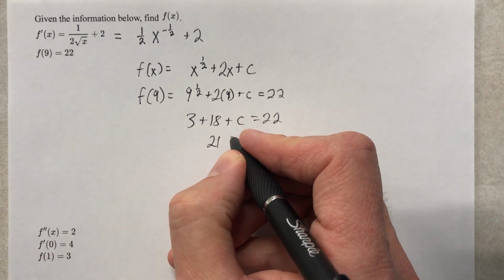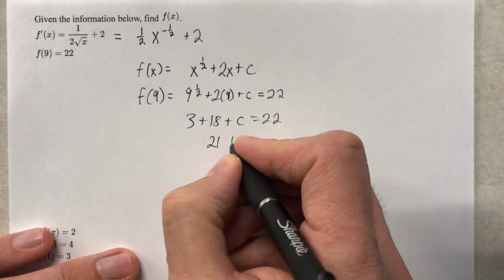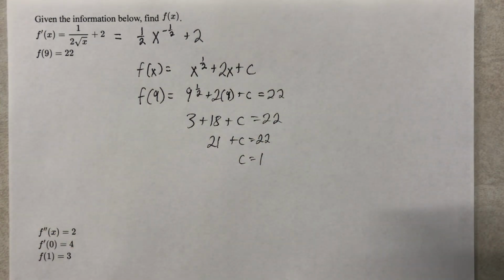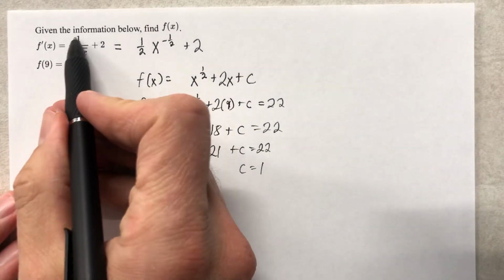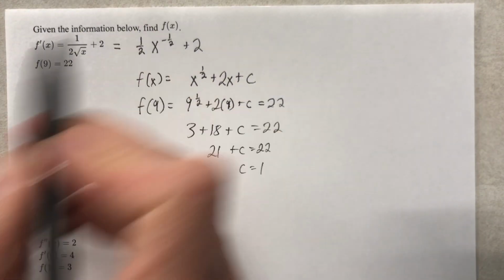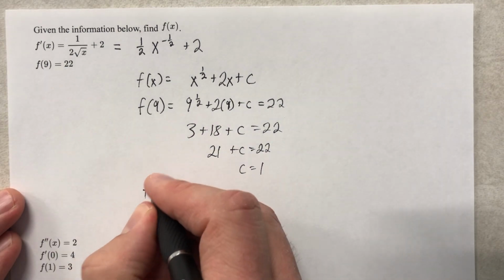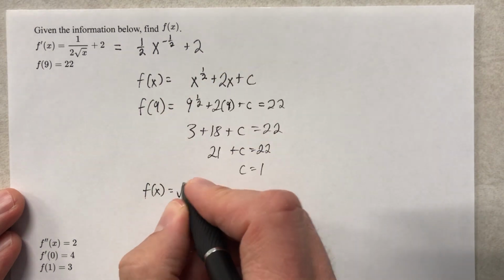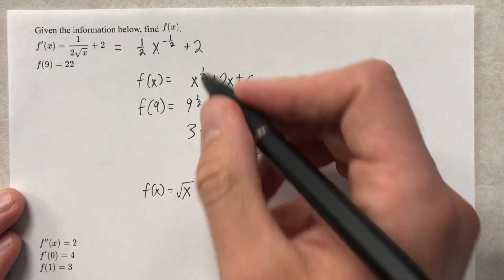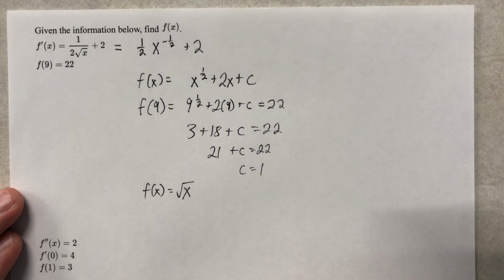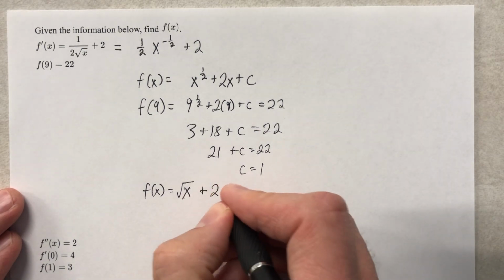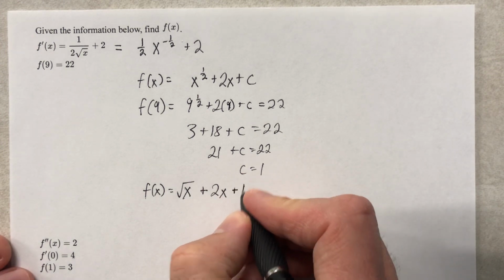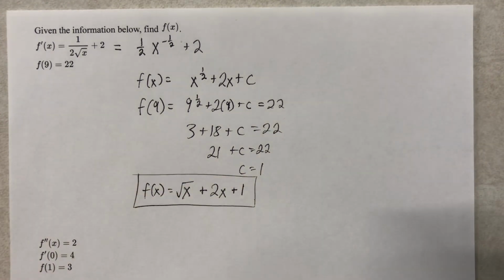21 plus c equals 22. So c equals 1. Okay, great. I found c. I'm tempted to be done. No. Given the information below, find f, the function. Oh, so the final answer is the function, which is x to the 1/2. I'm going to call that square root of x. At this point, you know they're synonymous. I'm not going to make a big deal if you switch back and forth. It might be necessary for some processes, but it's not like, oh, you didn't put that in a radical. It's no big deal. There we go. This is my final answer.